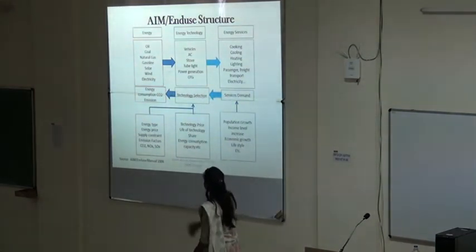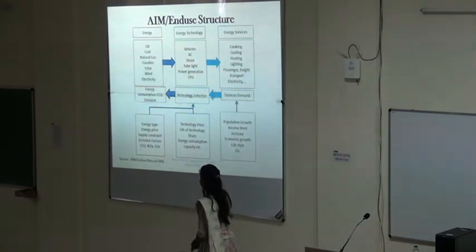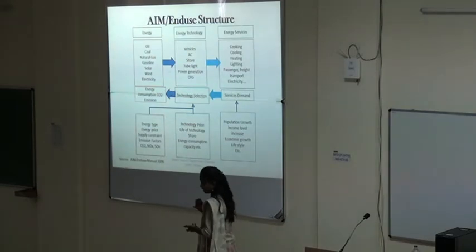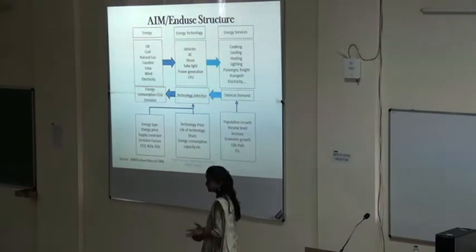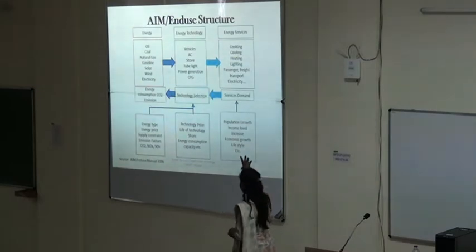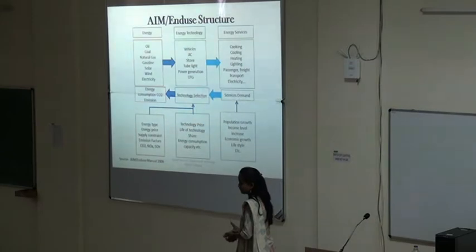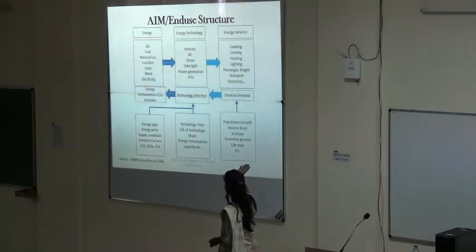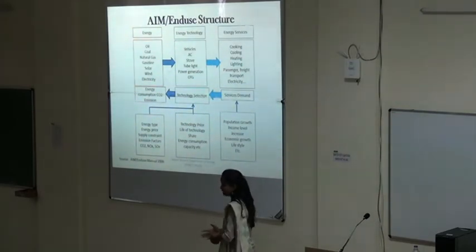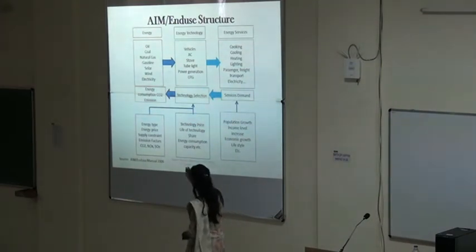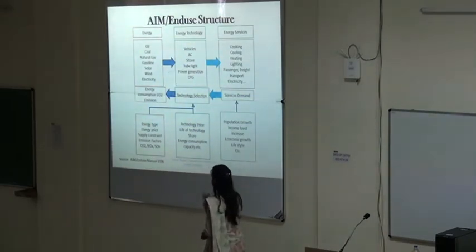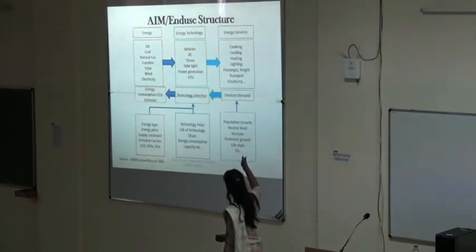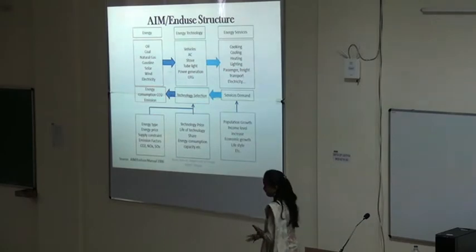In this, energies like coal, natural gas, gasoline, wind, hydro, etc. are taken. Then energy technologies are power generation technologies like coal-based power plants, hydro-based power plants, gas-based power plants, nuclear power plants. These are the energy technologies which help in the production of electricity. Electricity is the service demand. We need electricity for our livelihood, for our living. For this service, we use the technology selection options, and from that we get the emissions and see energy consumption patterns. For technology selection criteria, we take the energy type, energy prices, several constraints, emission factors, technology prices like lifetime of technologies, energy consumption capacities, etc. And the service demand is calculated with the help of population growth, income level rise, economic growth, lifestyle and different parameters.